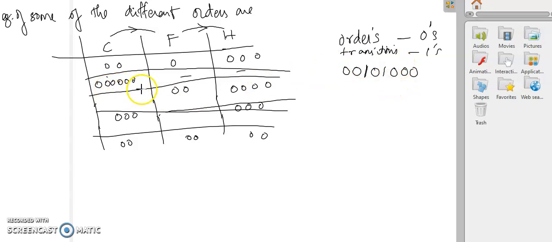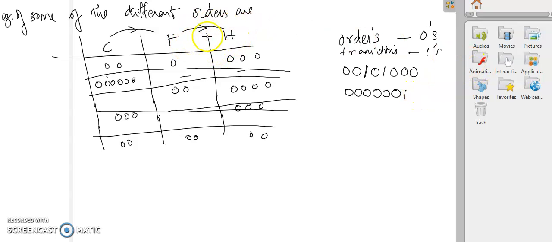Now if we take the second order, in the second order there are 6 in chicken. So I am representing the 6 sandwiches in the first category by 6 zeros. Now after chicken there is a transition. So the transition from chicken to fish is represented by 1. Now in F I have not taken anything, so I am not putting any zeros.